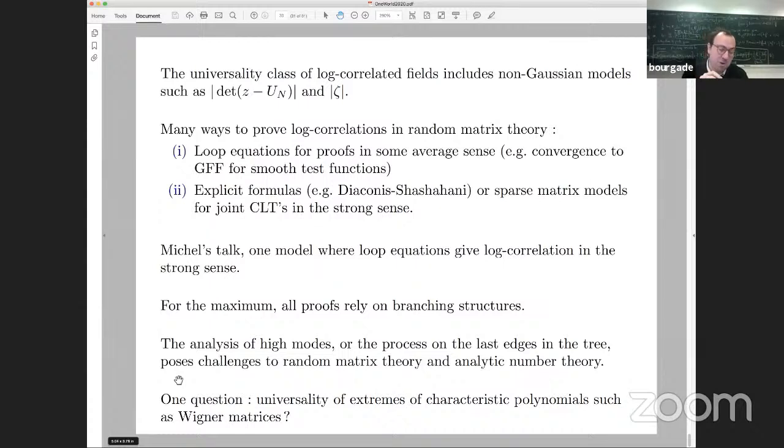And one question which is very natural after what I mentioned is, what about universality of extremes? I mentioned this result by Ding, Roy, and Zeitouni in the Gaussian case. Can you prove universality in an orthogonal direction, for example, when you have non-integrable random matrices? So I will stop here.